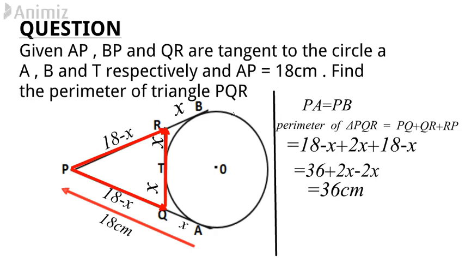So whenever you are asked to find the perimeter of this type of figure, you just have to apply the rule that when two tangents meet at a single point, we consider those tangents to be equal.